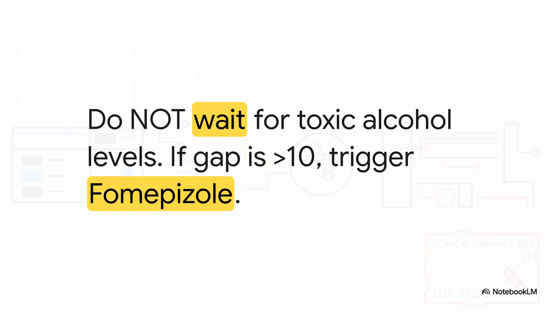That is a notoriously slow lab test. Waiting for that result while formic or oxalic acid is actively accumulating in your patient's tissues is a literal lethal delay. Treat the numbers you have right in front of you.